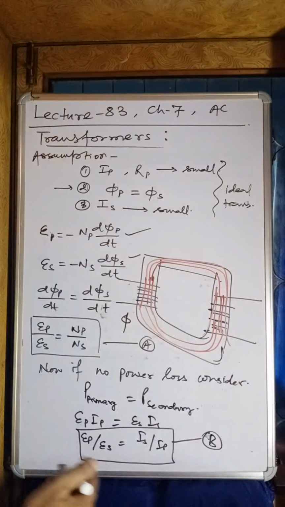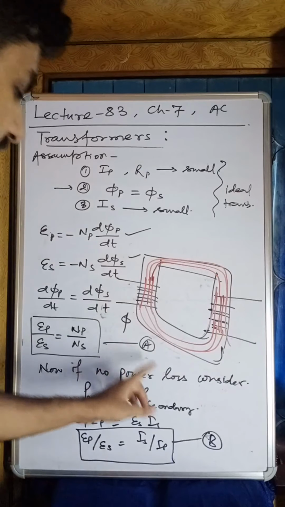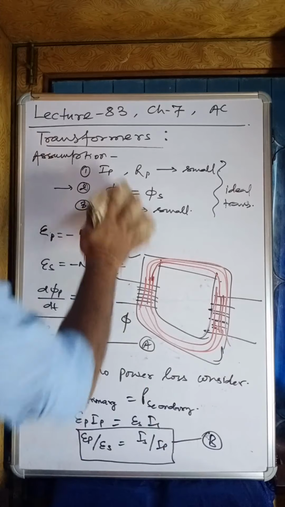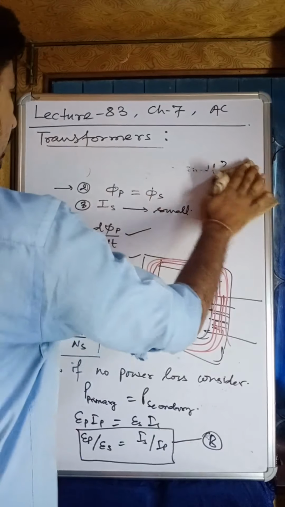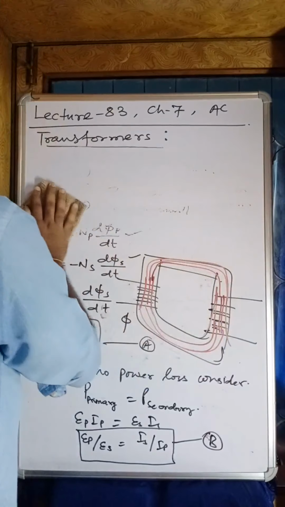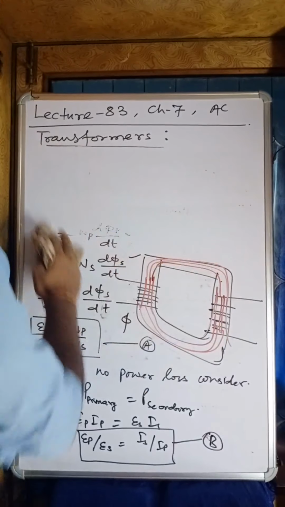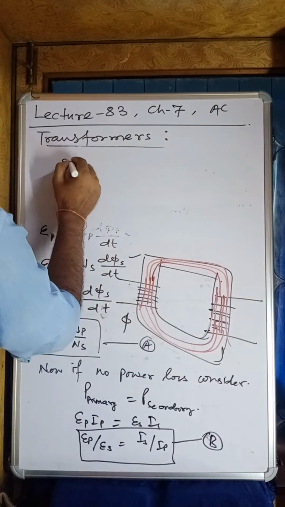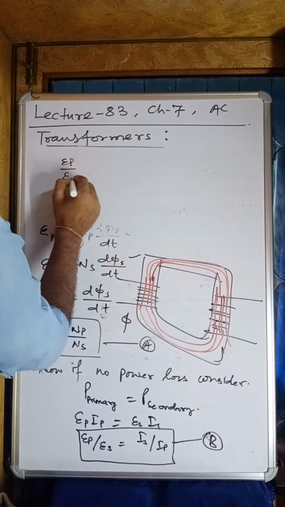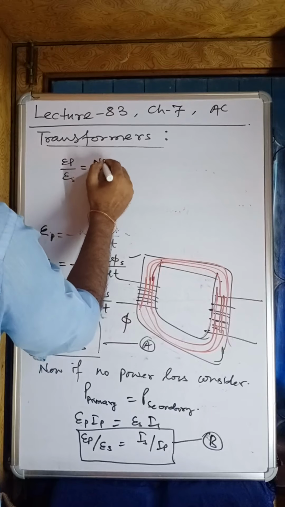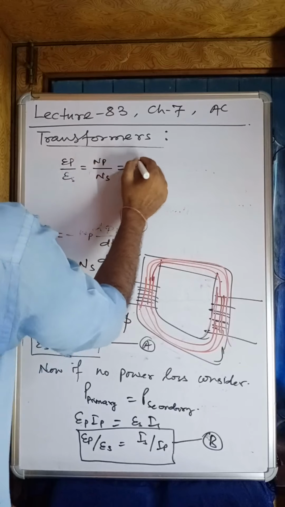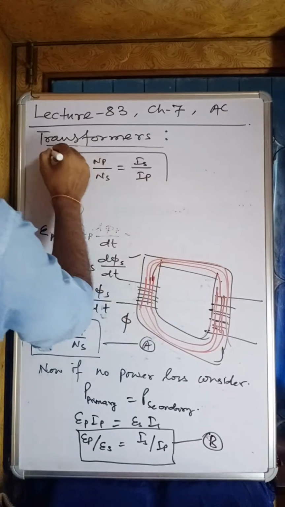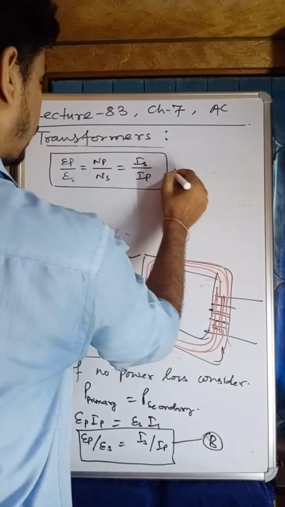My dear students, if you analyze these two equations A and B, you will have the transformer ratio. That is, EP over ES equals NP over NS equals IS over IP, and this is called the transformer ratio.